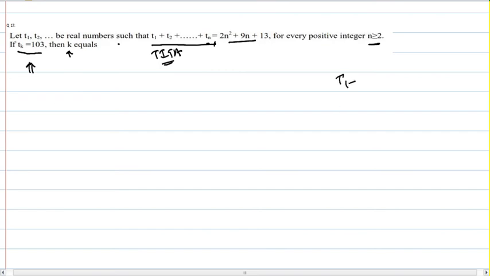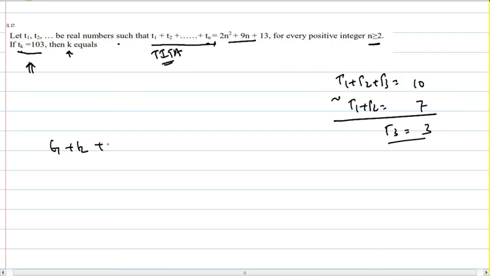Observe, if I give you T1 plus T2 plus T3 is equal to, let us say, some number 10, and if I give you T1 plus T2 is equal to, let us say, 7, can I say subtracting both, I will immediately have T3 is equal to 3? Think on similar lines. You are looking for a value Tk to be 103. I have got a general term here for summation. So if this was T1 plus T2 plus T3 up to Tk, I will have 2k square plus 9k plus 13.